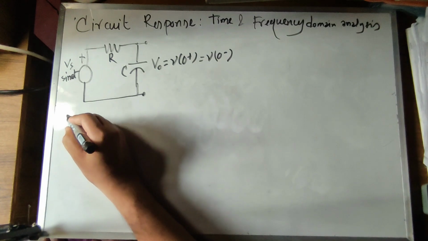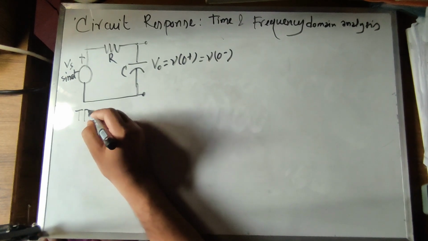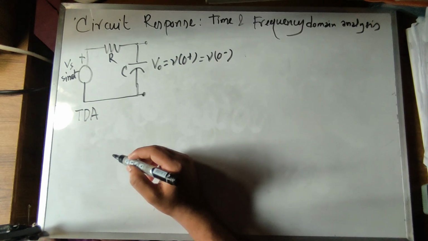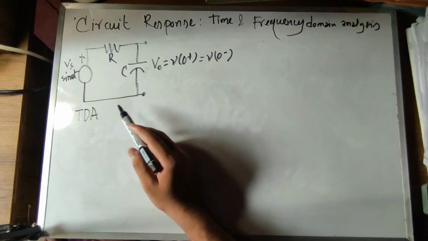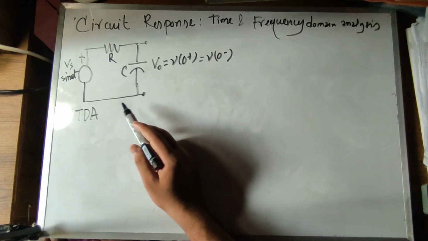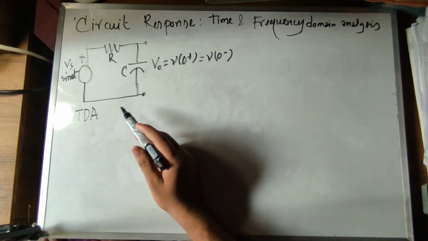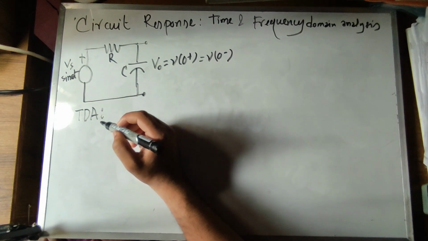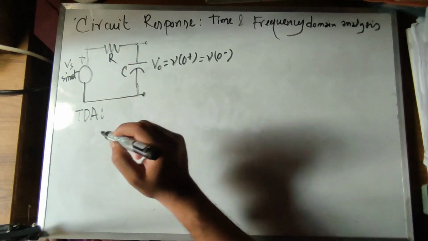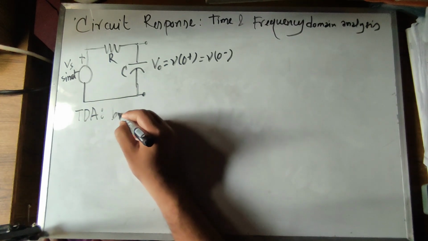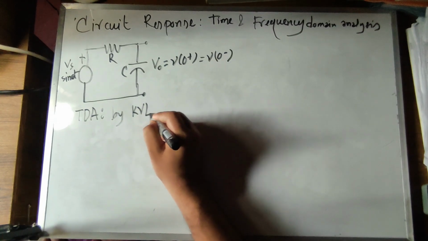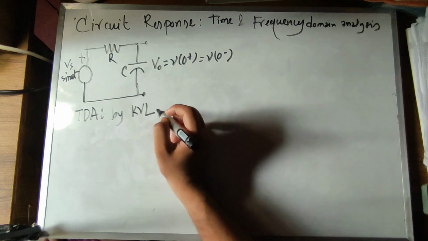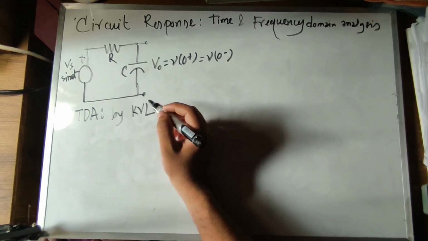So in time domain analysis, TDA, let us find the equation first. So the RC circuit is an LTI system which abides by the superposition principle. Thus we can apply KVL, KCL. So let me apply KVL. By KVL it will generate a linear differential equation with constant coefficient, so in time domain obviously.